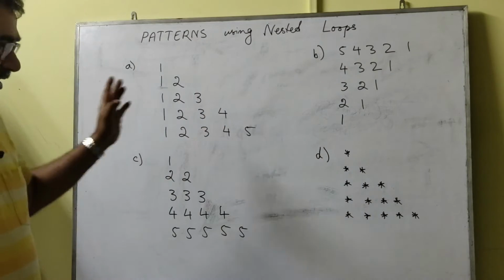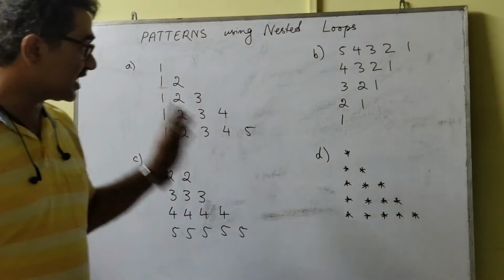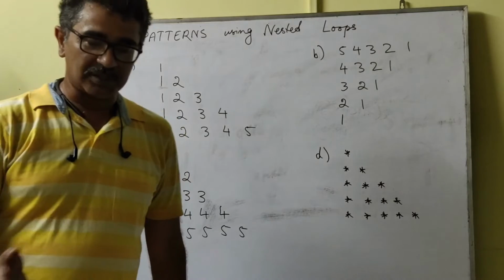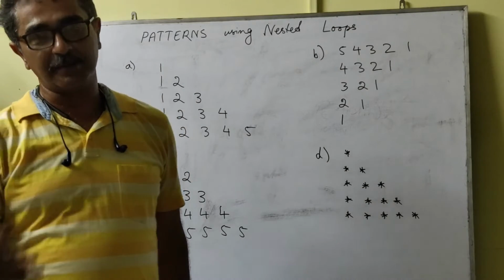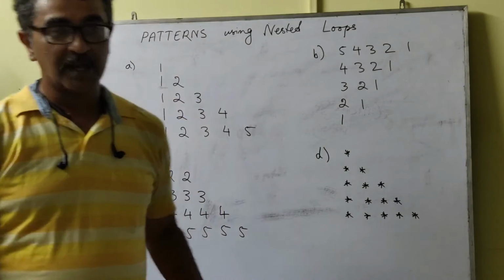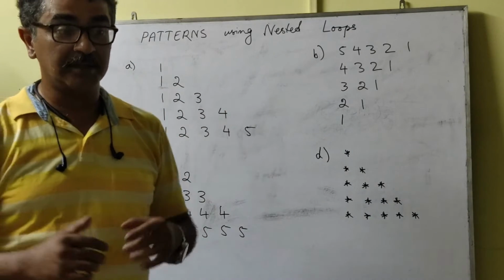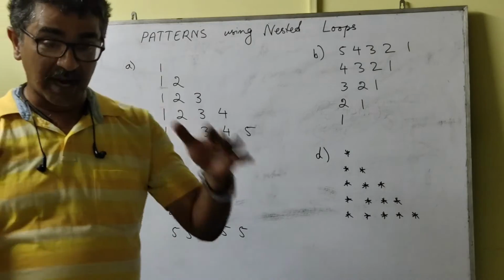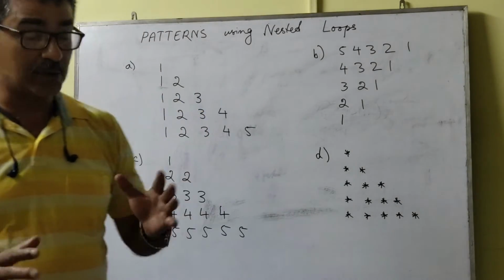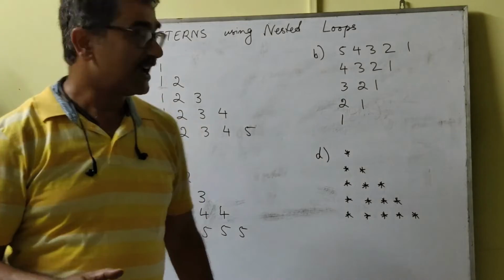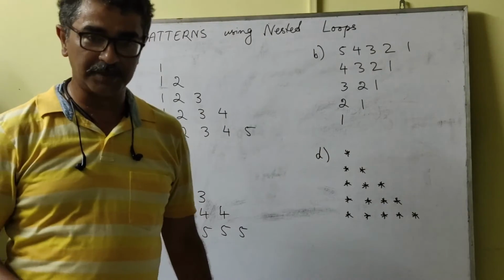Currently what I have written out here are all triangular patterns which are left aligned. In the course of action, we are going to learn how to create patterns which are right aligned, which are rectangular in shape, which are pyramid in shape. So we are going to learn all these different types of patterns, and we are going to use nested loops for creating such patterns.